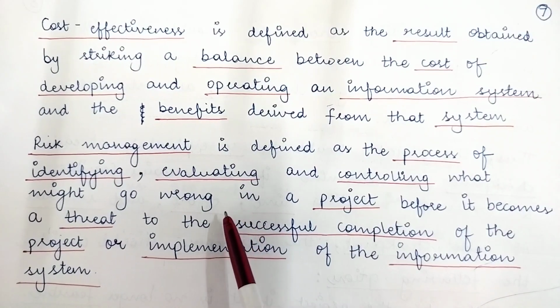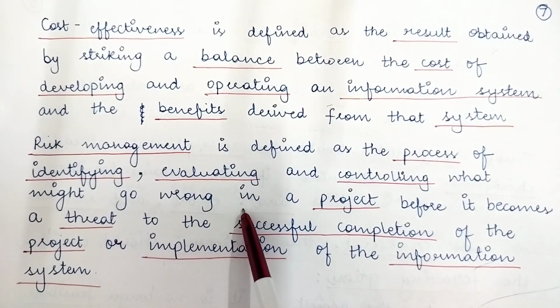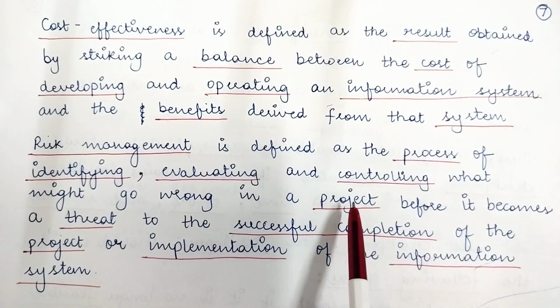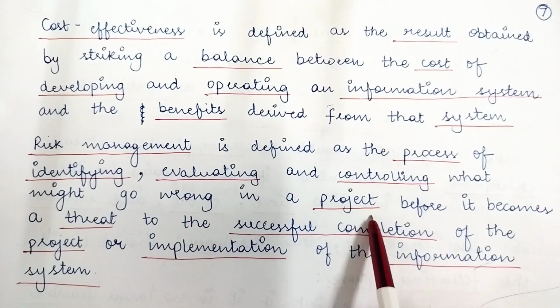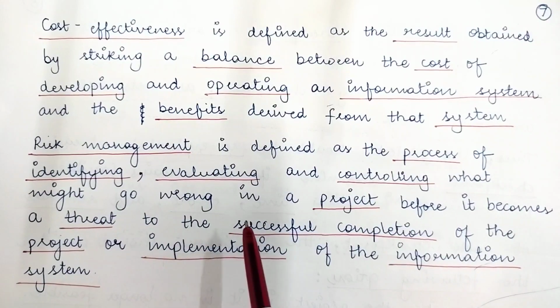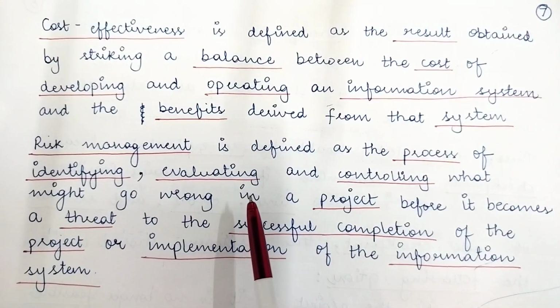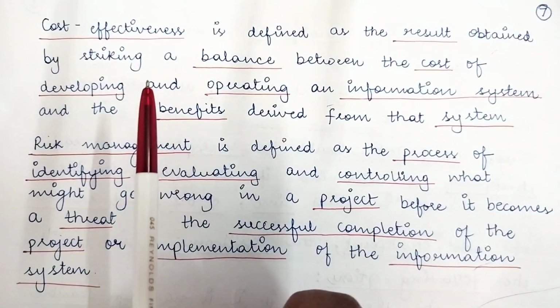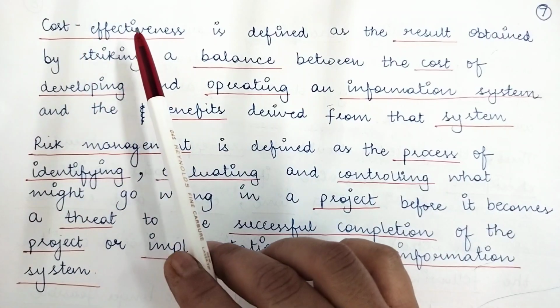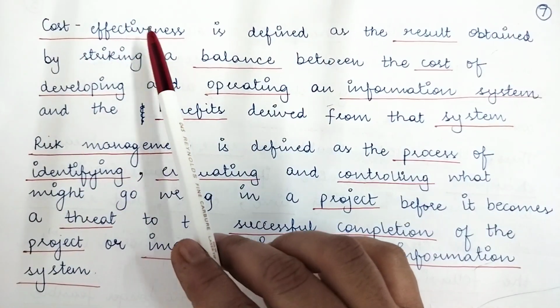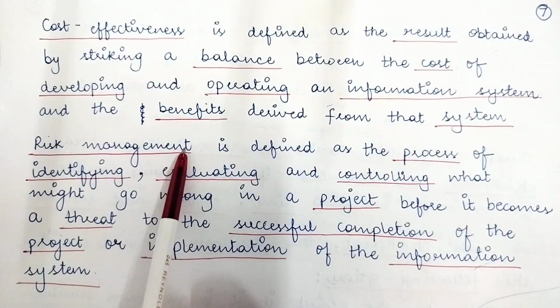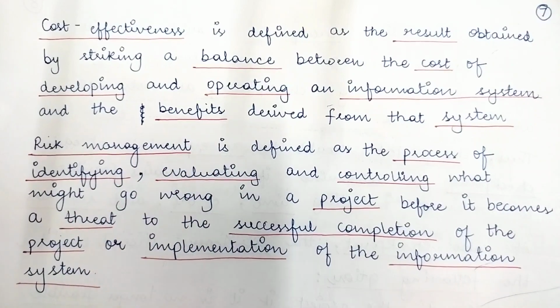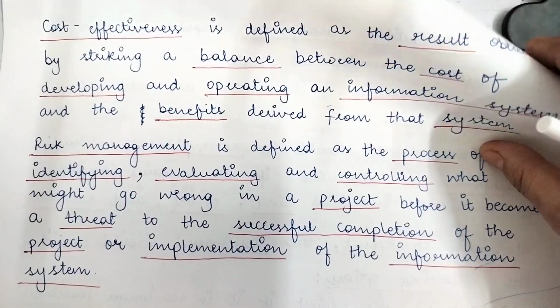that solution. But if you think that things go wrong with the solution, and then at a certain stage those things which went wrong can become a threat to the completion and implementation of the information system, then you would not choose those solutions. So basically you would evaluate the cost effectiveness and risk management of all the solutions, and one such solution in which both the cost effectiveness and risk management are optimum, you will choose that particular solution.